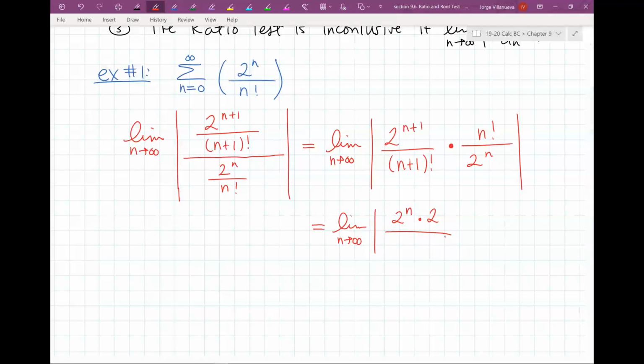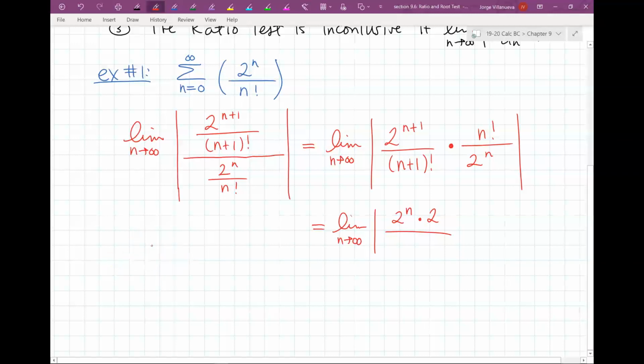Because 2 is 2 to the first, and if you do 2 to the n times 2 to the first, you just add the powers because they have the same base, right? So it's just like saying x squared times x cubed, we write x to the fifth, right? So 2 to the n times 2, which is 2 to the first, would be 2 to the n plus 1. Okay, again, they're assuming you guys got this, no problem.